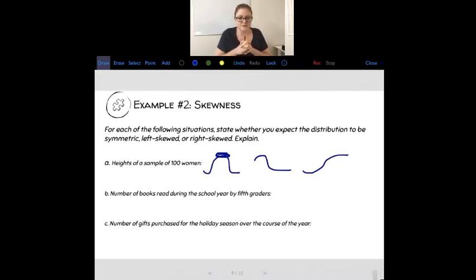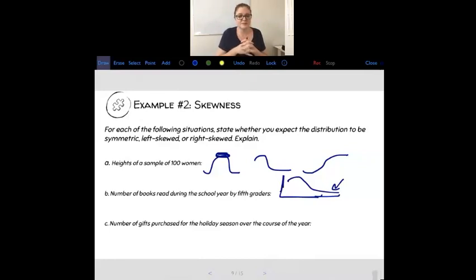Number of books read during the school year by fifth graders. If you're taking a look at these values, fifth graders typically read what's assigned, and then maybe some students really like to read. And so your outliers would be higher number of books read. So if we graph this out, okay, you're probably going to have a right skewed set where the outliers are going to be students that read way more than they're supposed to, which is a great thing. But in terms of the distribution, it would probably make it a right skewed distribution.